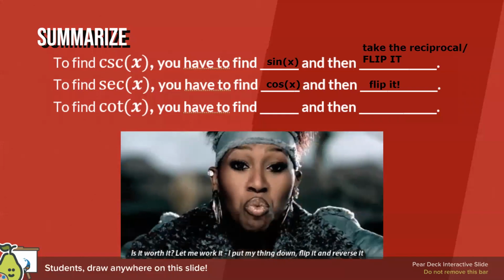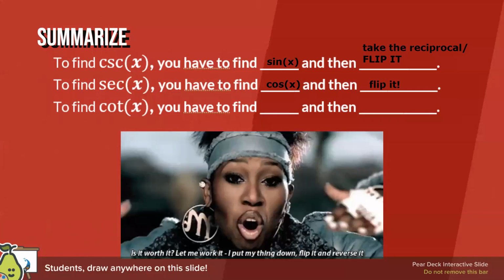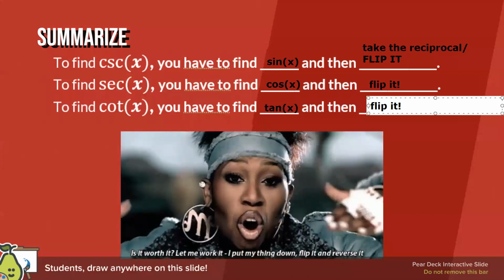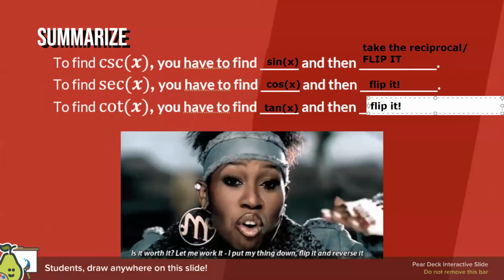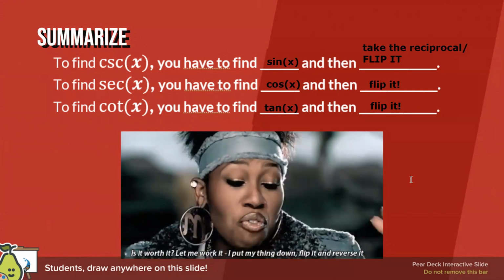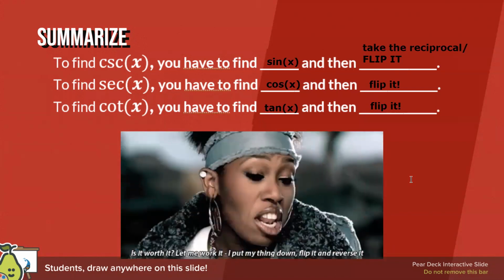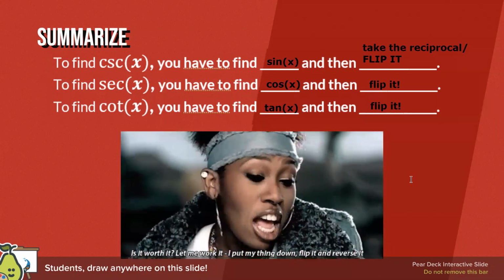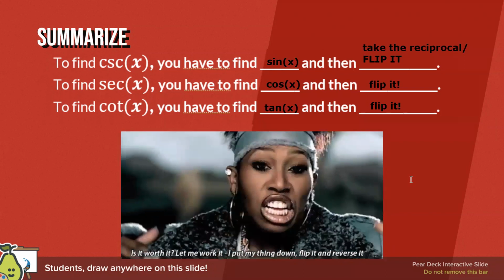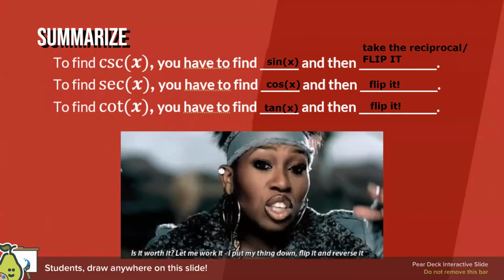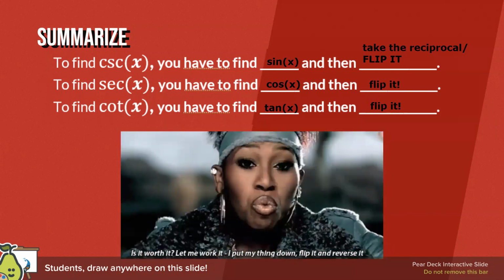What about secant? Yep, to find secant, you have to find cosine and then flip it. What about cotangent? Exactly. To find cotangent, we're going to find tangent and then flip it. Basically, we're living our best Missy Elliott lives. Let me work it. I put my thing down, flip it and reverse it. Exactly. So that is what we're doing with our brand new reciprocal functions.